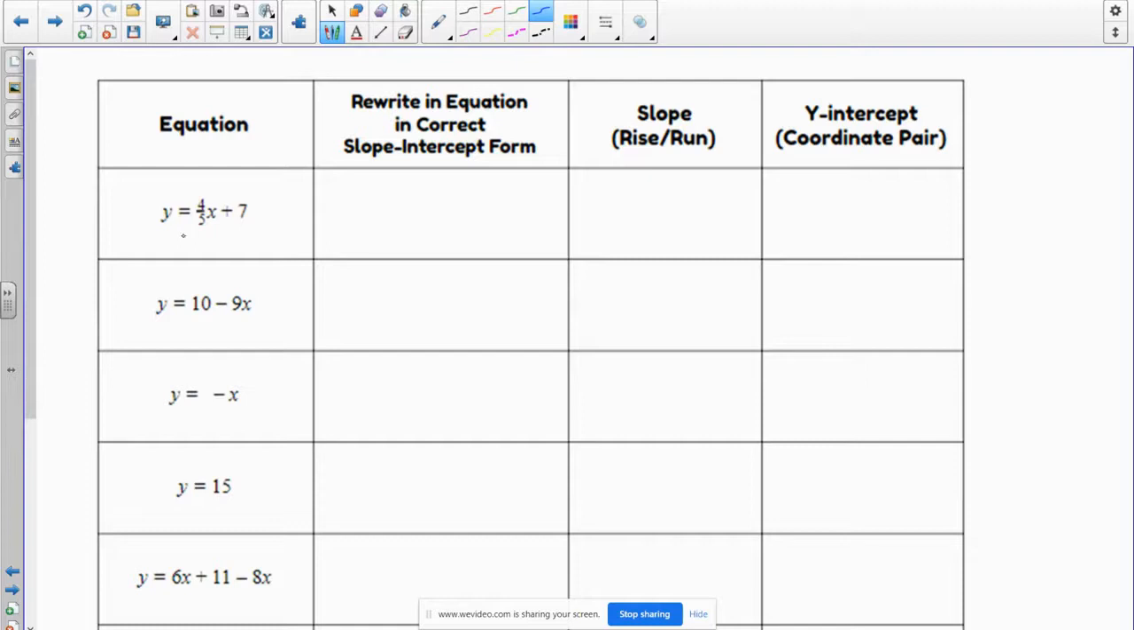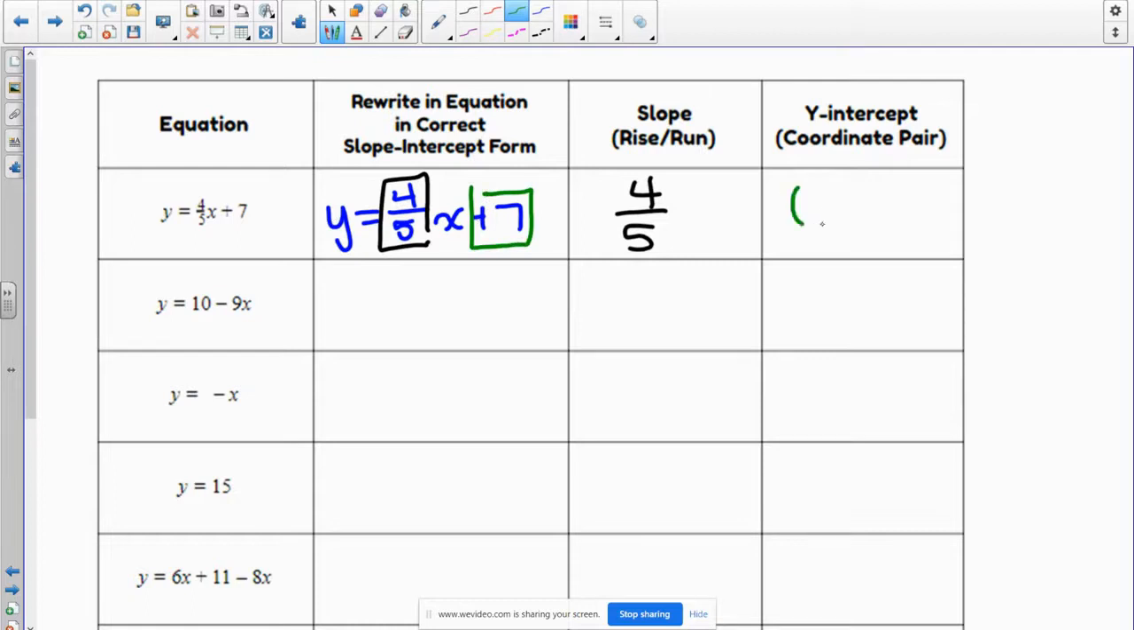If we look at this first one, notice it is in y equals mx plus b form, so we don't have to rewrite it. We're just going to put it back in as y equals 4/5 x plus 7. The slope, remember I said, is the coefficient of the x, which is the m value, so that's 4 over 5. And the y-intercept is that last term, where y equals mx plus b, in this case (0, 7).